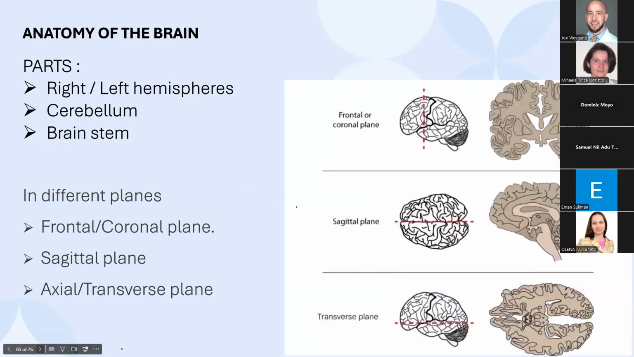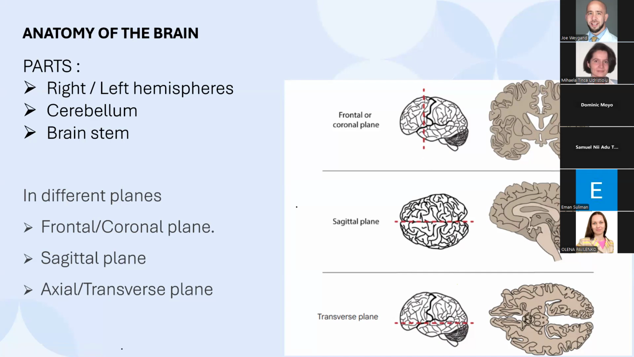Okay, let's start with the anatomy of the brain. Roughly, the brain is formed of the right and left hemispheres, the cerebellum, and the brainstem. And we show the brain in different planes when we image it. Those planes are frontal, or coronal. It's here.